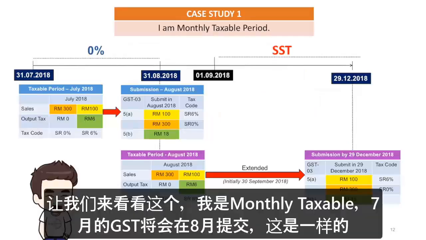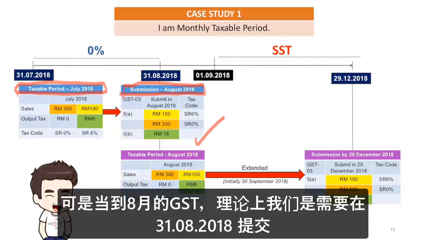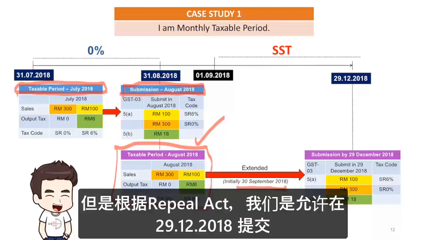Let's look at case study number 1. I'm a monthly taxable period. My taxable period for July 2018 will have to be submitted by August 2018. This will remain the same. However, when it comes to my August taxable period, rightfully we have to submit by 30th of September 2018, but now due to the Repeal Act, we are allowed to extend until 29th of December 2018.